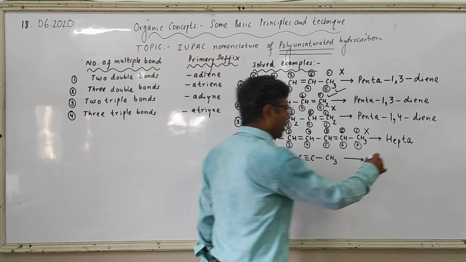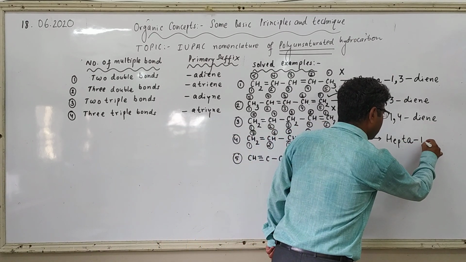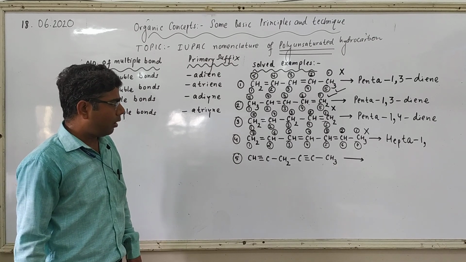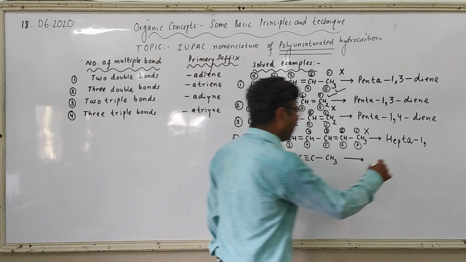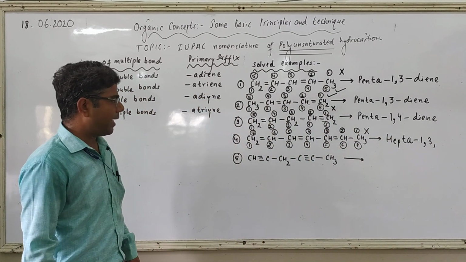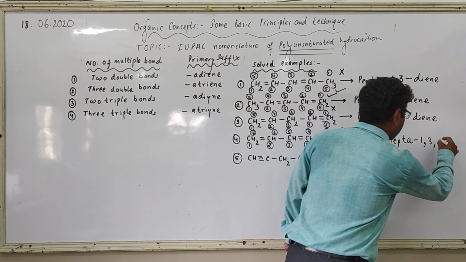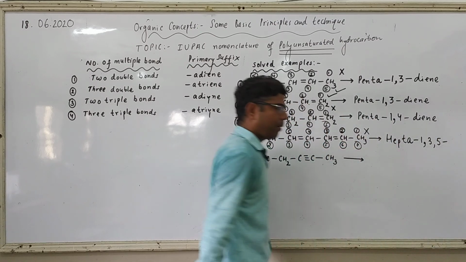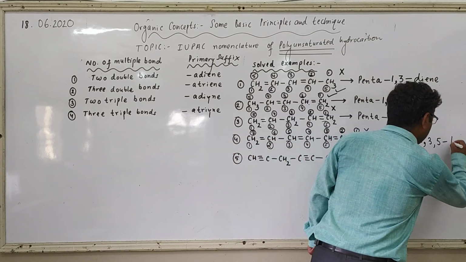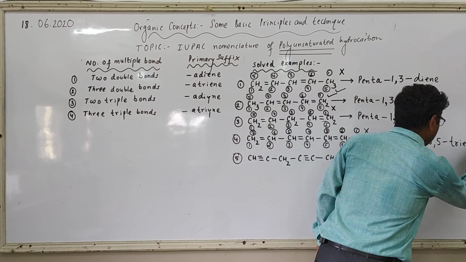Now the position of the double bonds. First double bond is at number 1. Second double bond is at number 3. And third double bond is at number 5. Dash, triene. So it is triene.